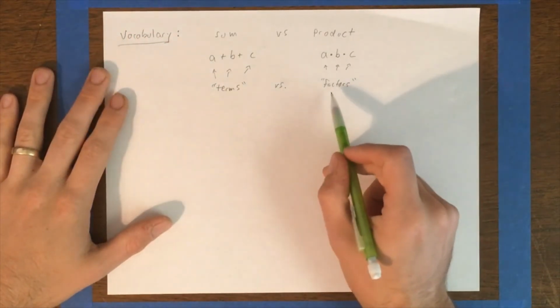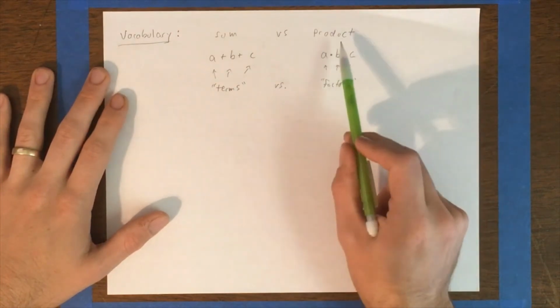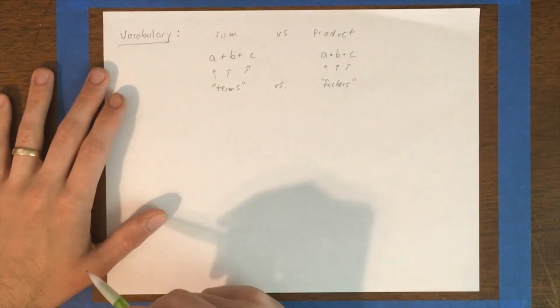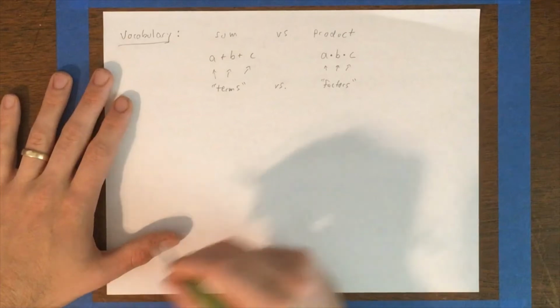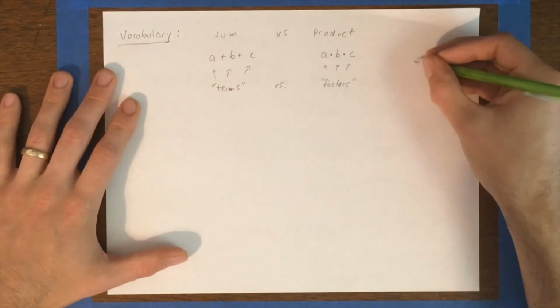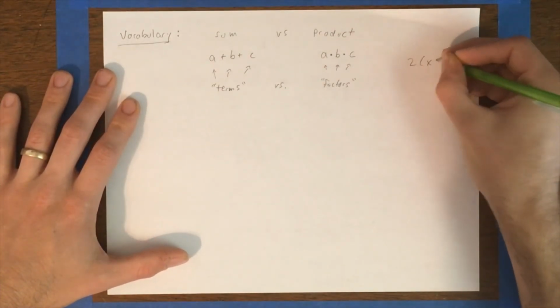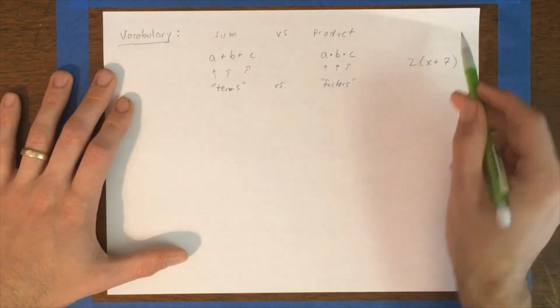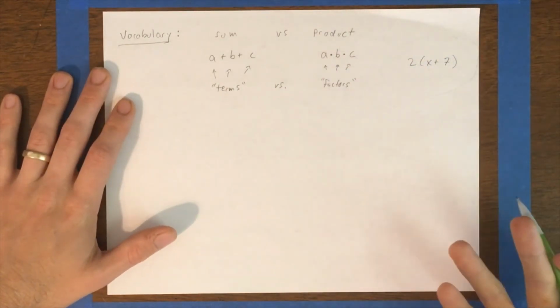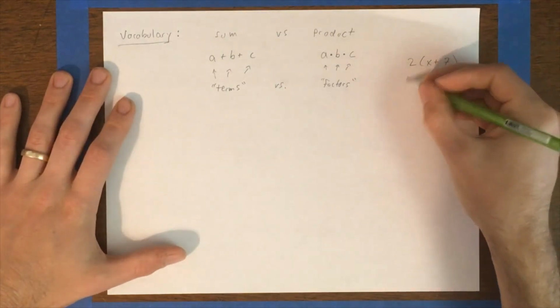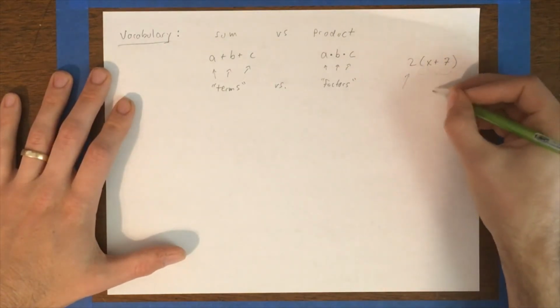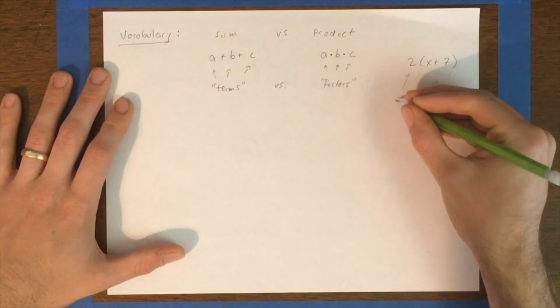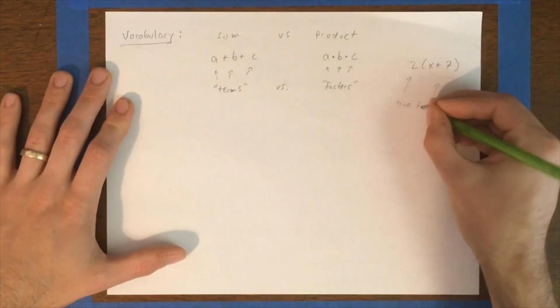You've got to understand what a factor is, and you've got to understand when you're looking at a product versus when you're looking at a sum, okay? So just for example, if you have 2 times (x plus 7), this algebraic expression overall is a product with 2 factors. It's got 2, and it's got this x plus 7. Those are the 2 factors.